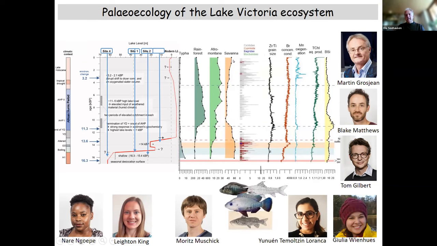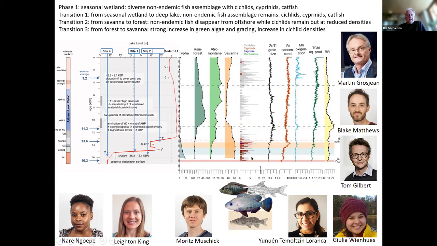What about fish? So here's the distribution, just from one of our cores, the most offshore core, of fossils assigned by Nari to families of fish. What you see is that early on, there are many different groups. There are cichlids. In fact, there are cichlids of both of these types, those that radiate and don't radiate. There are cyprinids. There are different groups of catfish. Then as the lake becomes deep, those other fish disappear and only cichlids remain.